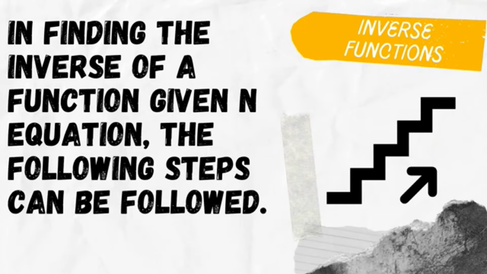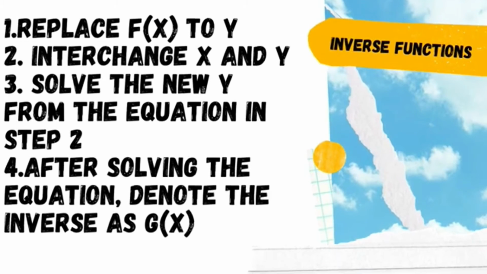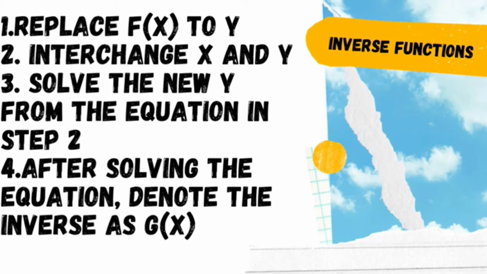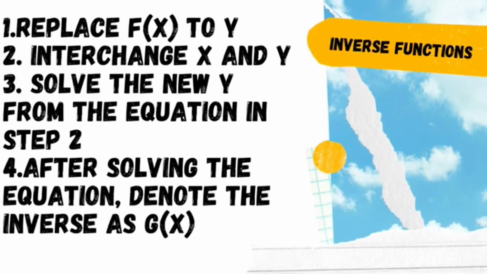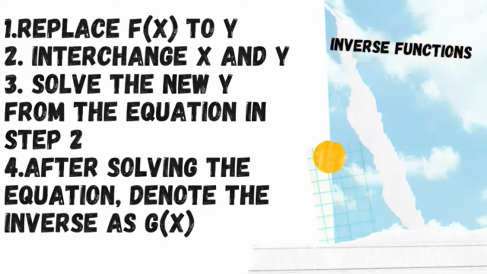In finding the inverse of a function given an equation, the following steps can be followed. First, replace f(x) with y. Second, interchange x and y. Third, solve for the new y from the equation in step 2. And the last, after solving the equation, denote the inverse as g(x).